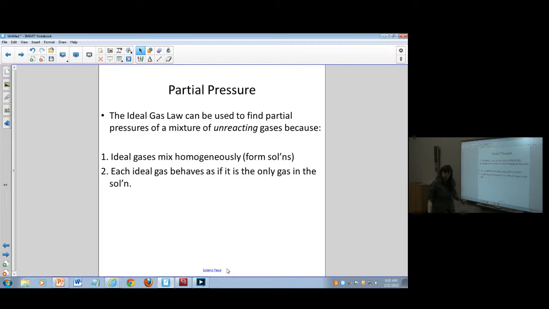All right, there's one more thing we can learn using the ideal gas law. I mean, there's more than one thing, but one more thing we're going to learn. The ideal gas law can be used to prove Dalton's law on partial pressures. So we can find partial pressures of unreacting gases. So this is not like stoichiometry. These are molecules in the air, or in whatever your container is, that don't react together.